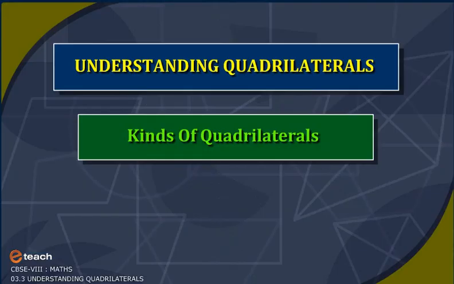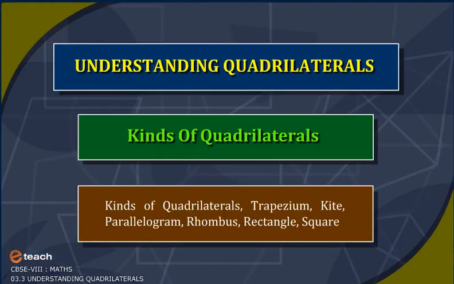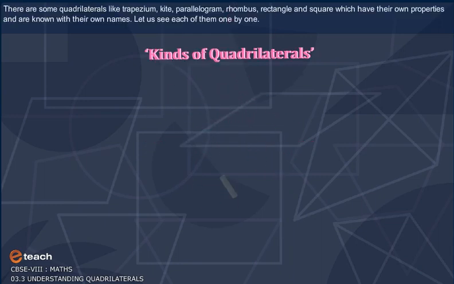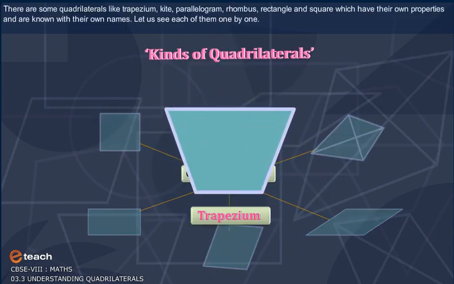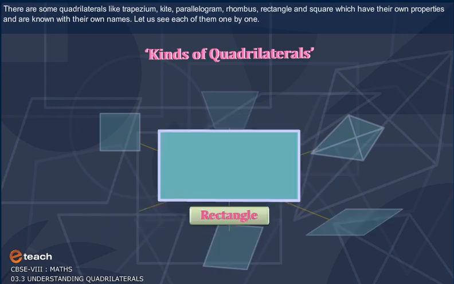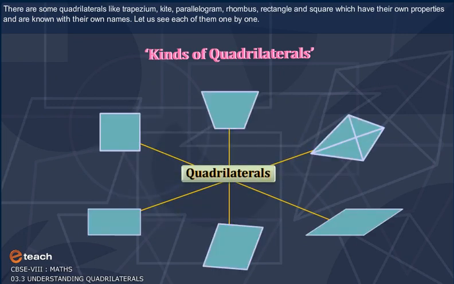Kinds of quadrilaterals: trapezium, kite, parallelogram, rhombus, rectangle, and square. There are some quadrilaterals like trapezium, kite, parallelogram, rhombus, rectangle, and square, which have their own properties and are known with their own names. Let us see each one of them one by one.